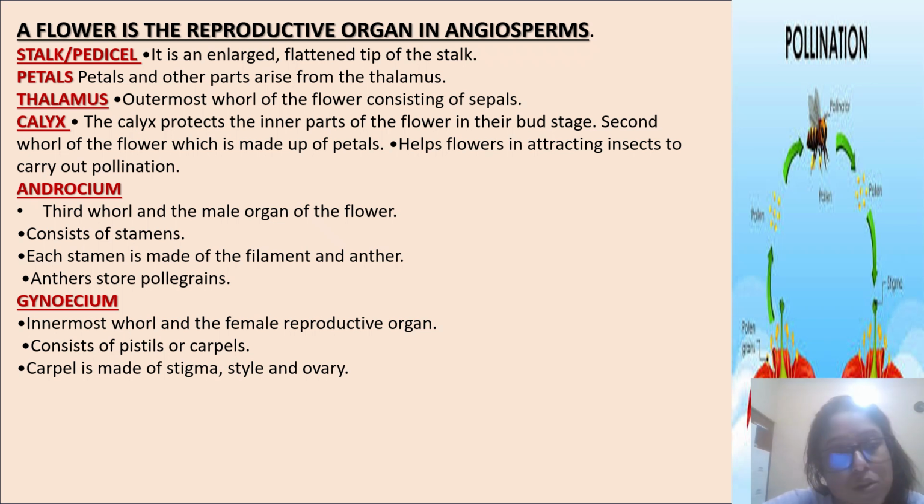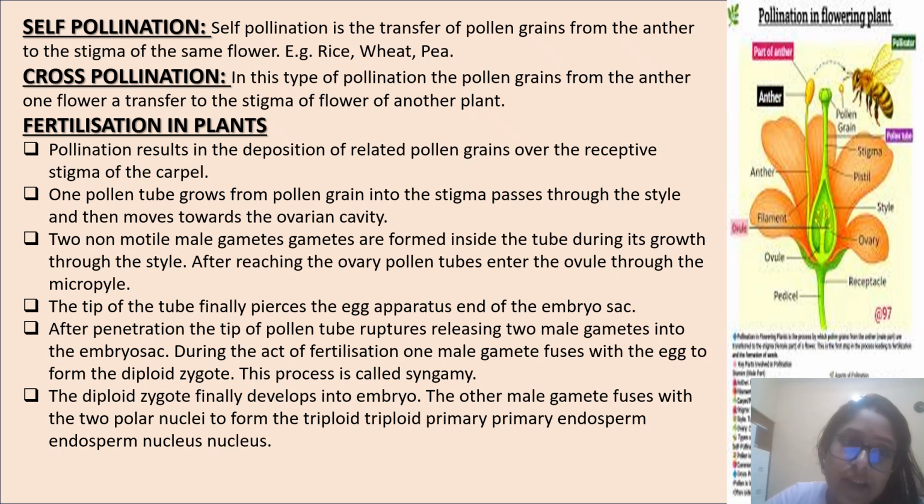Next, anthers store pollen grains. Next, gynoecium. Innermost whorl and the female reproductive organ consists of the pistils or carpels. Carpel is made of stigma, style, and ovary. Next, self-pollination. Self-pollination is the transfer of pollen grains from the anther to the stigma of the same flower. Examples: rice, wheat, pea, etc.